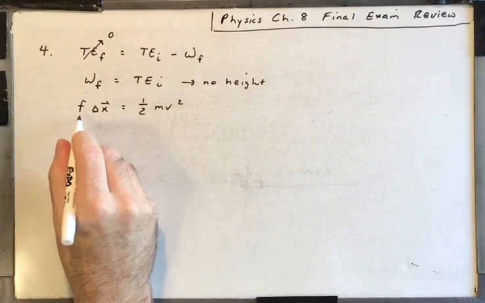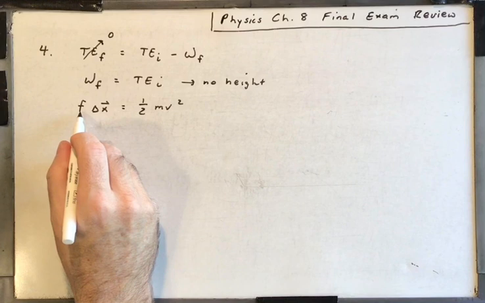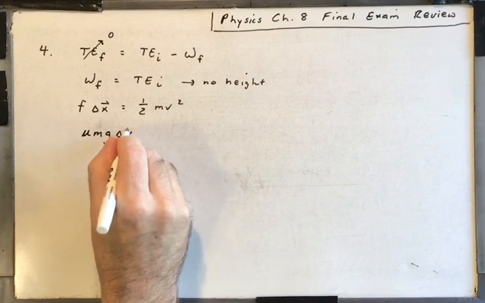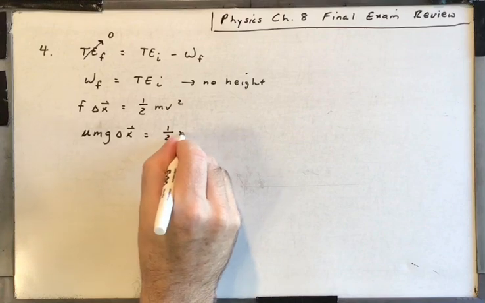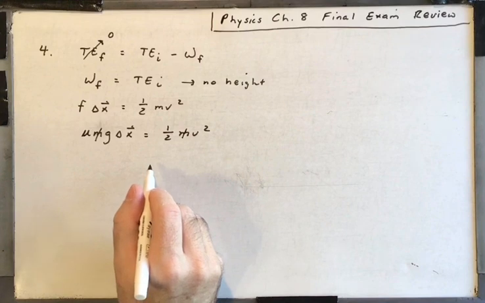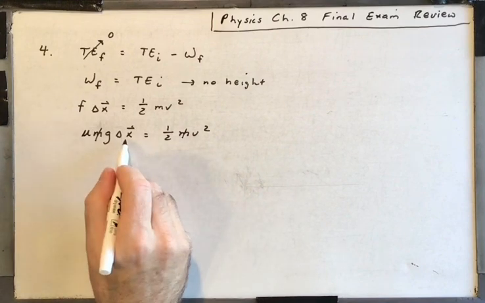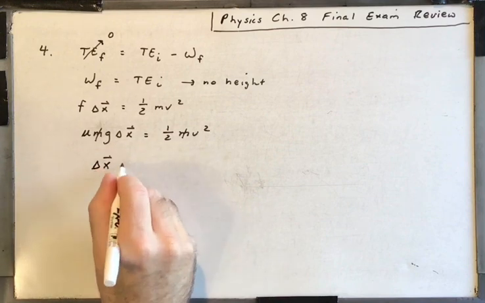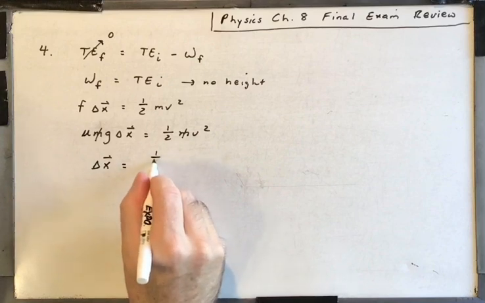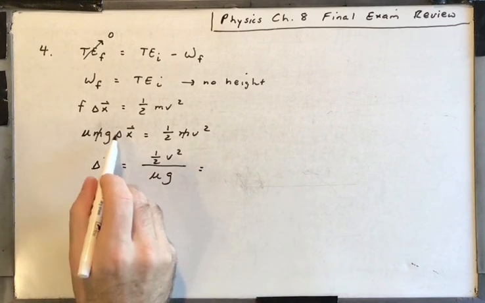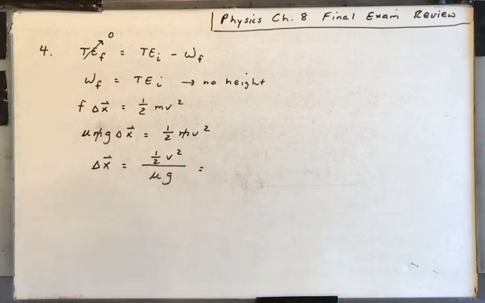So friction is just the normal force times mu, and the normal force is just the weight. So that's mu times mass times gravity times delta x is equal to 1/2 mv squared. The masses cancel. We're trying to figure out how far this drag of humanity is going to go. So delta x is equal to 1/2 v squared over mu times g. Just doing the algebra, bring that mu times g underneath.